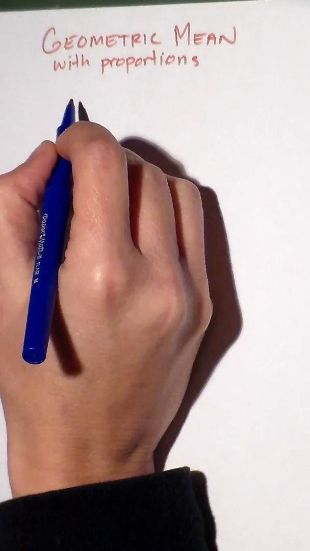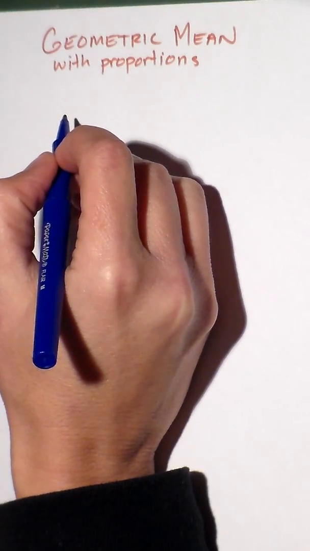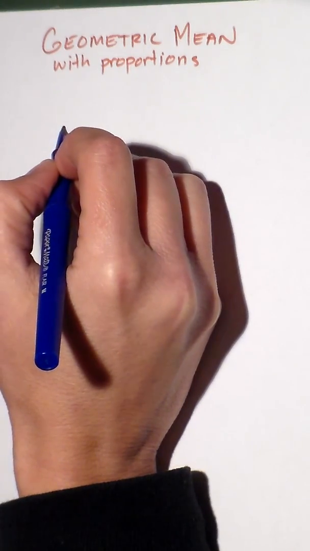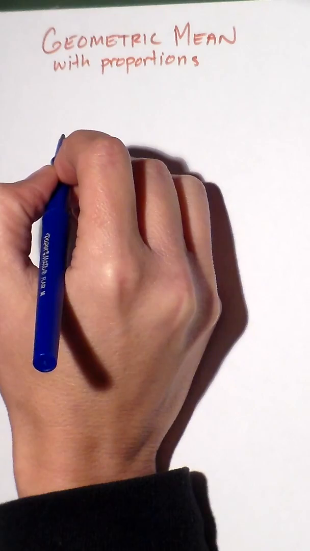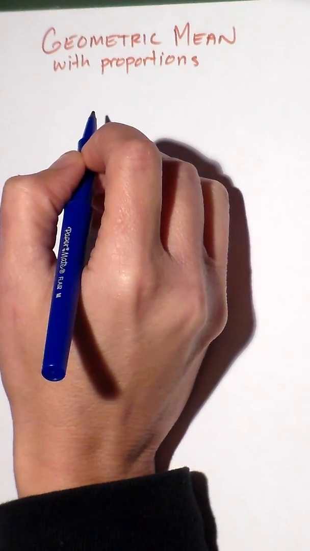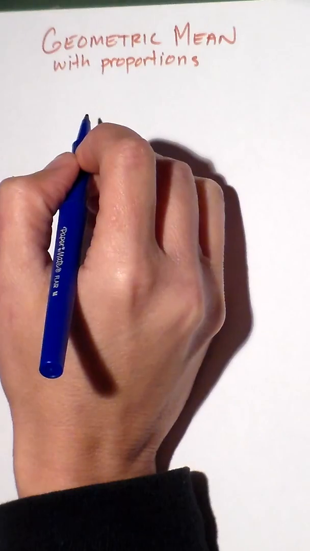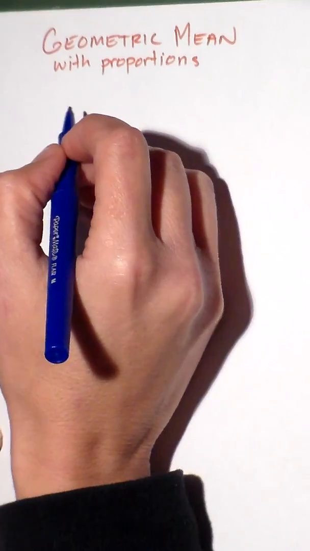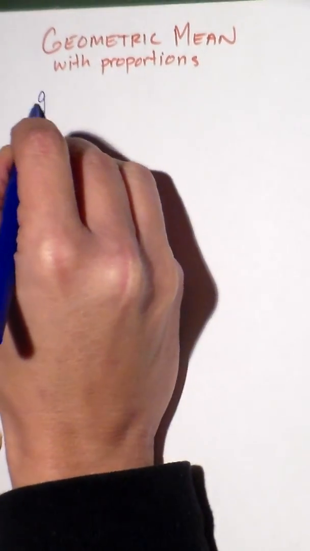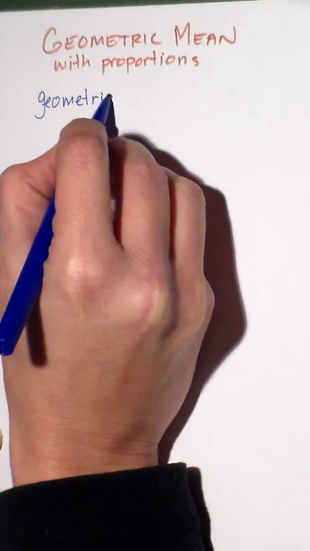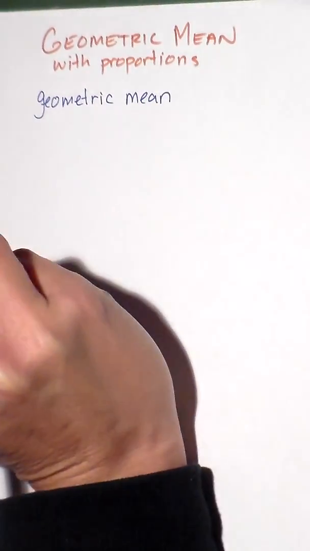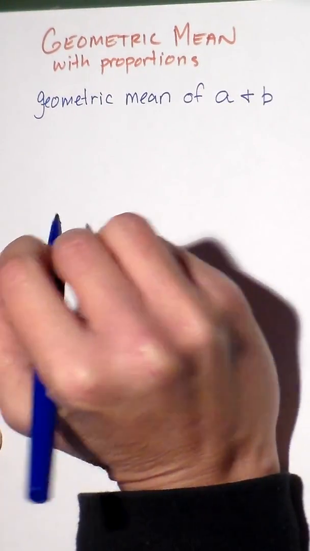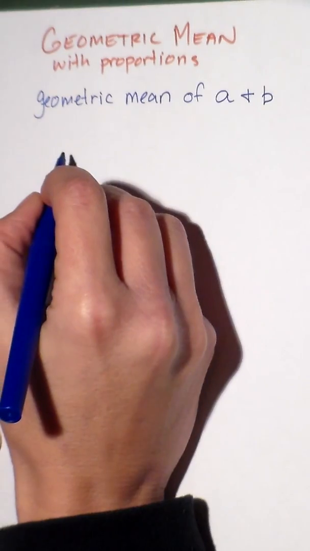it's a value that we can use between two different numbers that is the denominator of one fraction and the numerator of a fraction with another number, and that creates equal ratios. So for example, that might be kind of hard to understand. If I want to find the geometric mean of A and B, what I'm going to do is create a proportion with that.